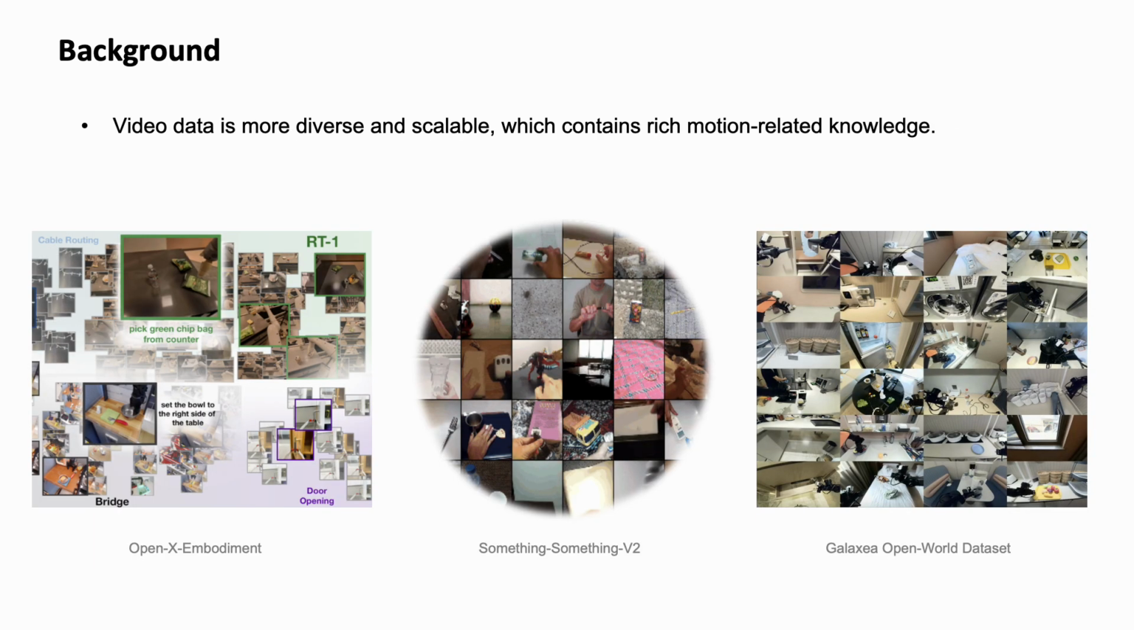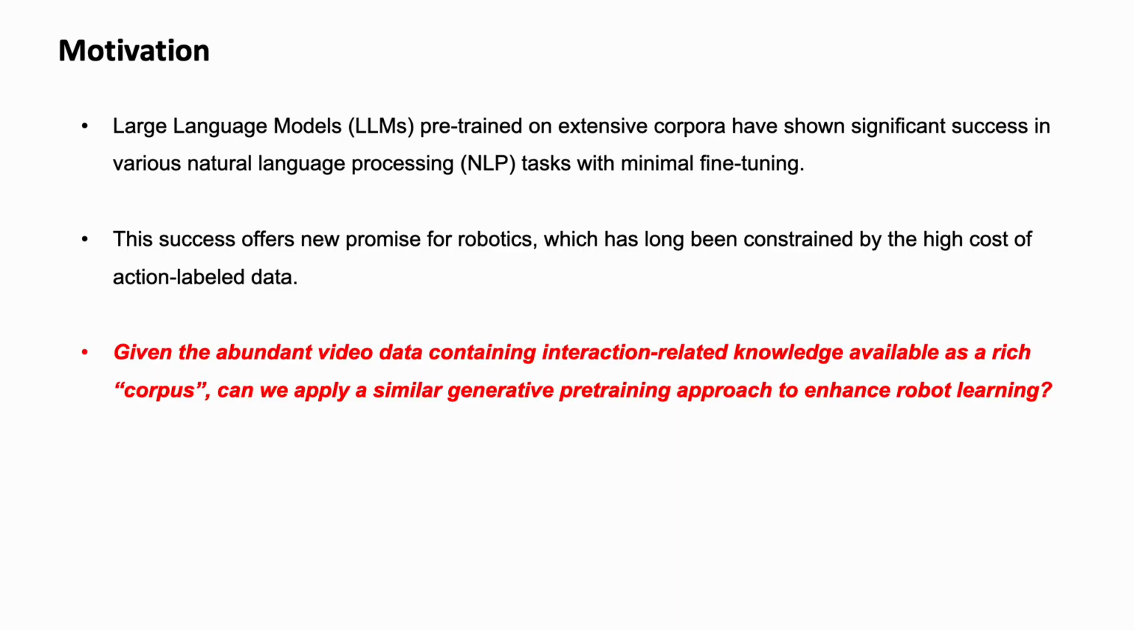On the other hand, video data is more diverse and scalable. They are rich of motion-related knowledge, capturing various embodiments interacting with dynamic environments. We draw inspiration from large language models, which have achieved remarkable success by pre-training on extensive text corpora with minimal fine-tuning. So the key question we ask is, can robot learning benefit from a similar approach, using videos as a rich corpus for autoregressive pre-training?